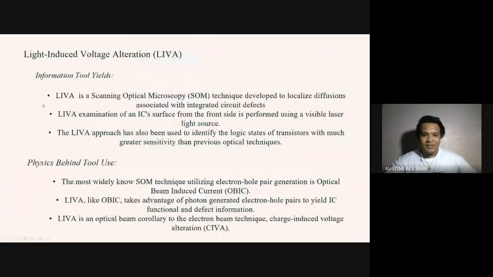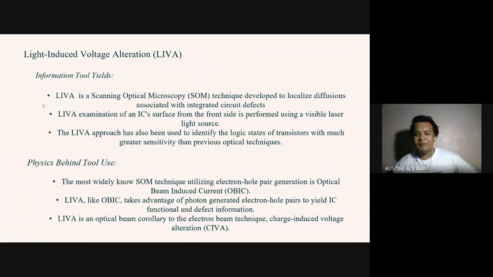So the next one is the light-induced voltage alteration, or the LIVA. LIVA is a scanning optical microscopy (SOM) technique developed to localize diffusion associated with integrated circuits. LIVA should not be confused with OBIC, or optical beam induced current.